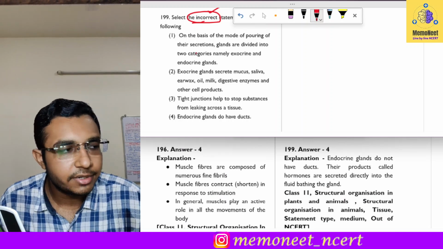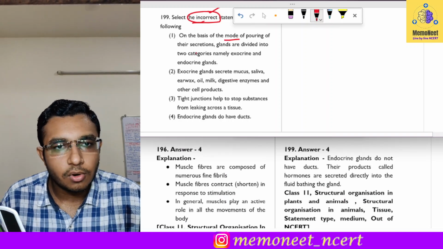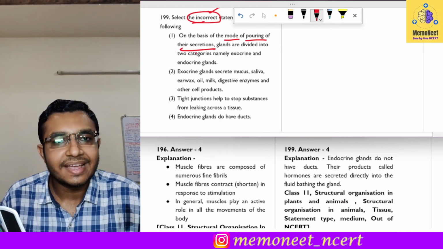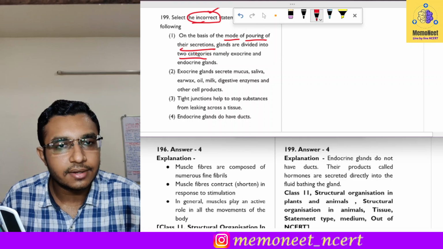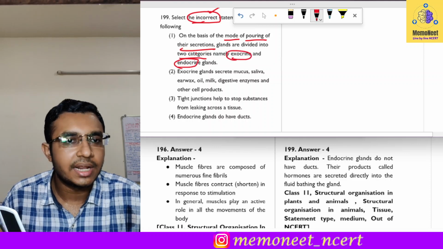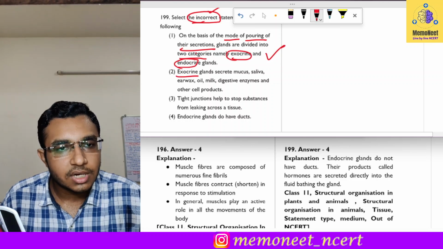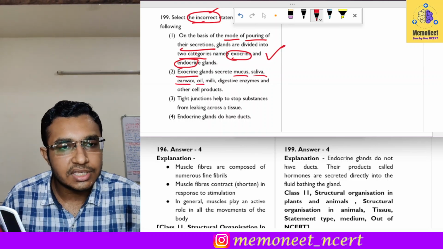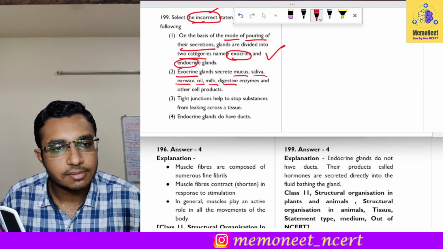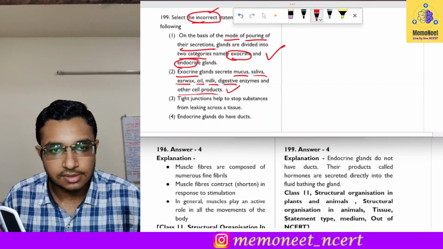The first statement is, on the basis of the mode of pouring of their secretions, glands are divided into 2 categories, namely exocrine and endocrine glands. So yes, this is absolutely correct statement. Next is, exocrine glands secrete mucus, saliva, earwax, oil, milk, digestive enzymes and other cell products. So yes, this statement is also correct.